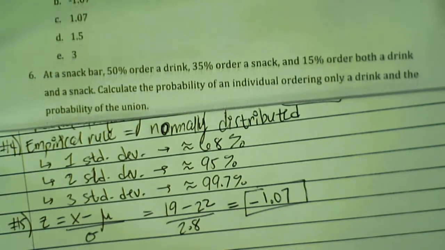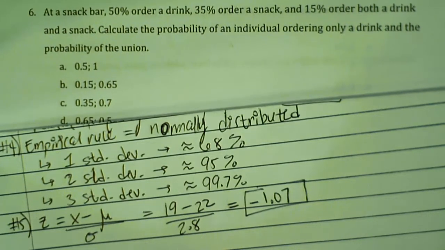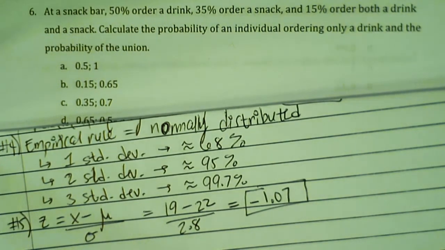So now, number 6. At a snack bar, 50% order a drink, 35% order a snack, and 15% order both a drink and a snack. Calculate the probability of an individual ordering only a drink and the probability of the union. Okay.